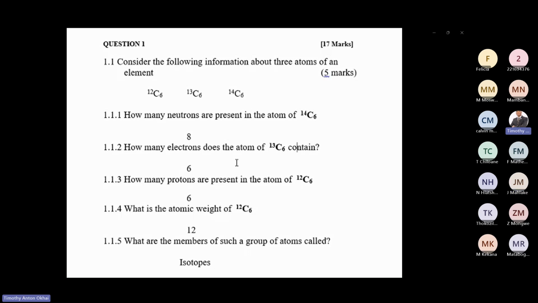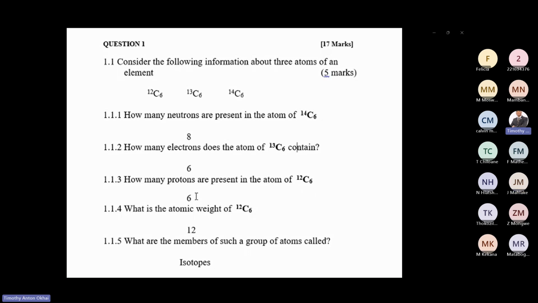Which leads us to the next question. How many protons are present in the atom of carbon 12? Now, for this carbon here, the number of protons is always equal to the atomic number. And since our atomic number here is given as 6, it means that the number of protons is what? 6. So that's how we got our 6 here.